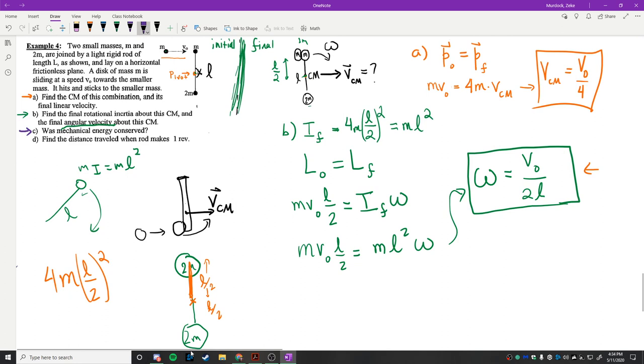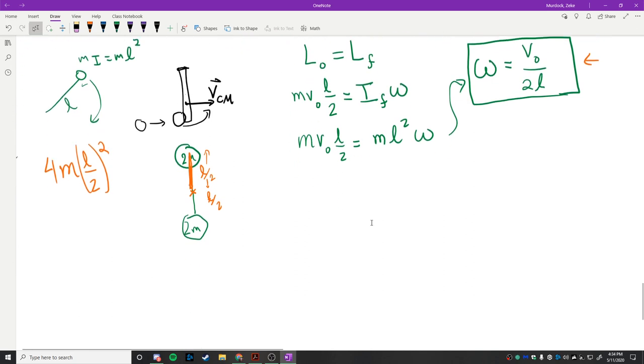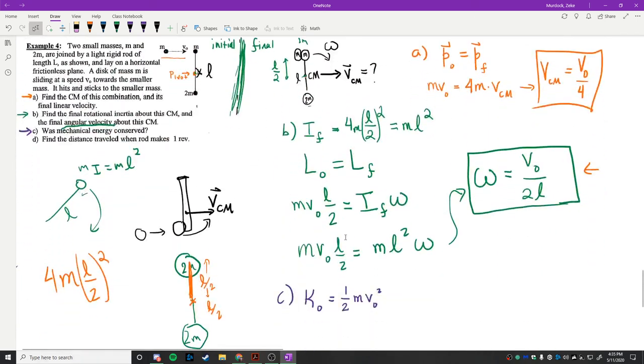Okay, part C. Was mechanical energy conserved? Well, to figure out if mechanical energy is conserved in this system, since it's on a flat surface, we don't have to worry about the potential energy. We can just calculate what it is. So the initial energy is really going to be just initial kinetic energy. I think the initial kinetic energy is basically just 1/2 mv naught squared, right? Just the one mass. Yep.